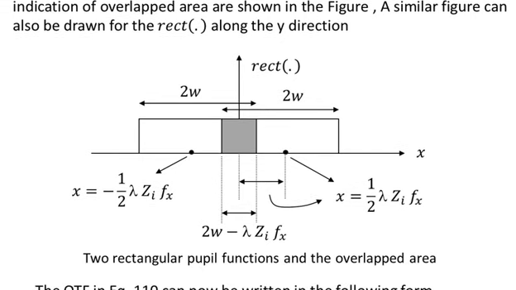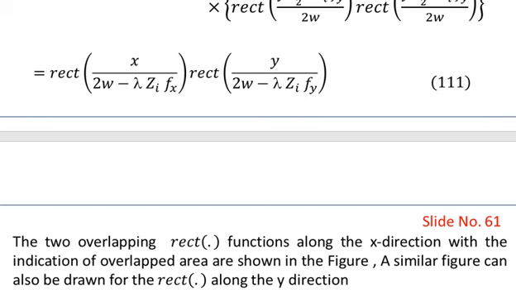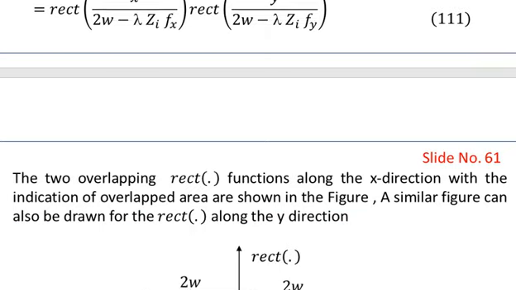So you see that this rect function on the left is centered at x equal to minus half lambda z_i f_x, and the second rect on the right hand side is centered at x equal to plus half lambda z_i f_x. So the two rect functions overlap in the region around x equal to 0. This rect function, which is the overlap and has been shown in gray color, is centered at x equal to 0 and has a width of 2w minus lambda z_i f_x. So this overlapped area can be shown by the first rect given in equation number 111, that is the rect of x over 2w minus lambda z_i f_x.